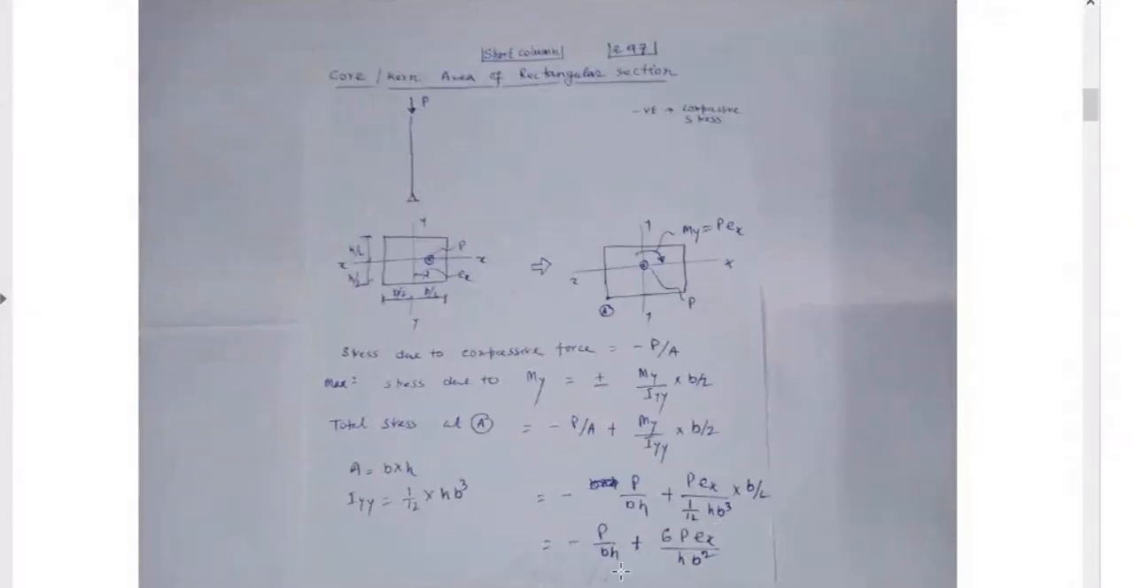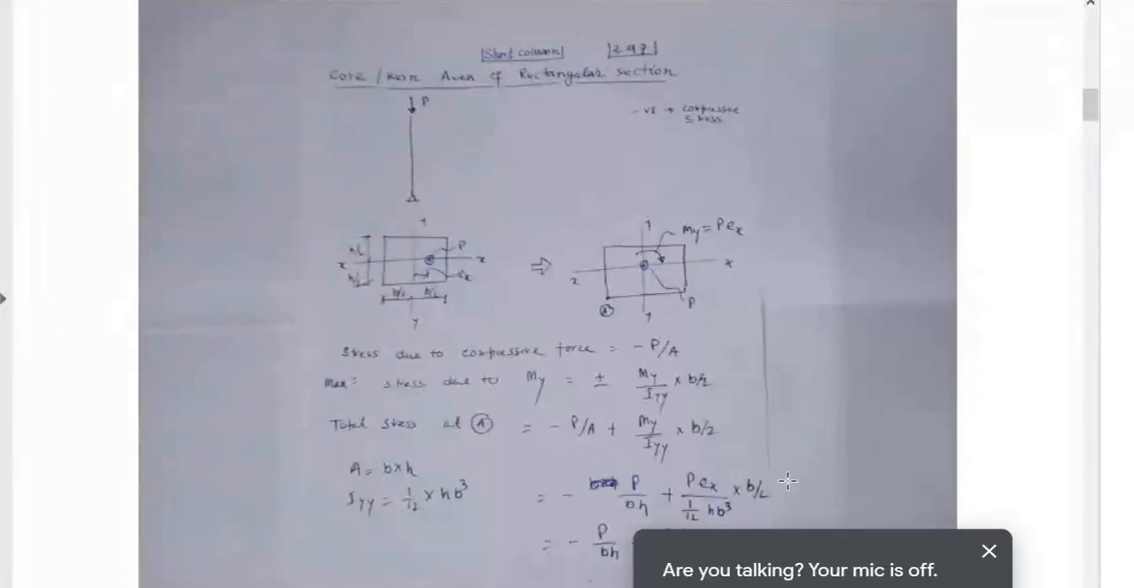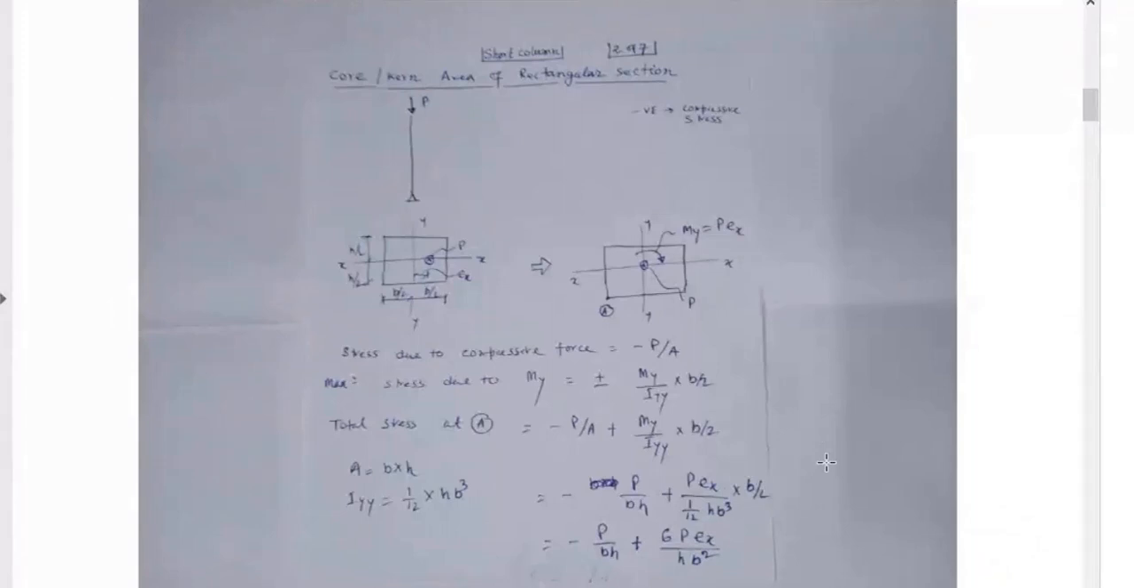Yes, it is that much of area. If we apply the compressive force through this area, or if the line of action of this compressive force passes through this core area, there will be no tensile stress within the cross section. The entire stress will be compressive in nature. Okay. Clear? Yes, sir. Okay. Next.